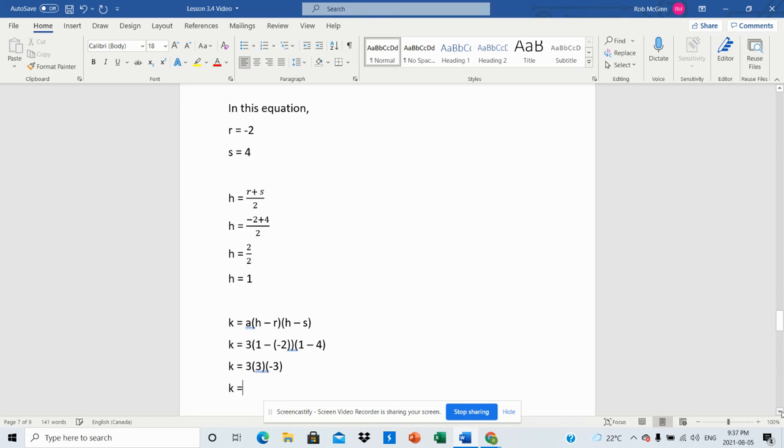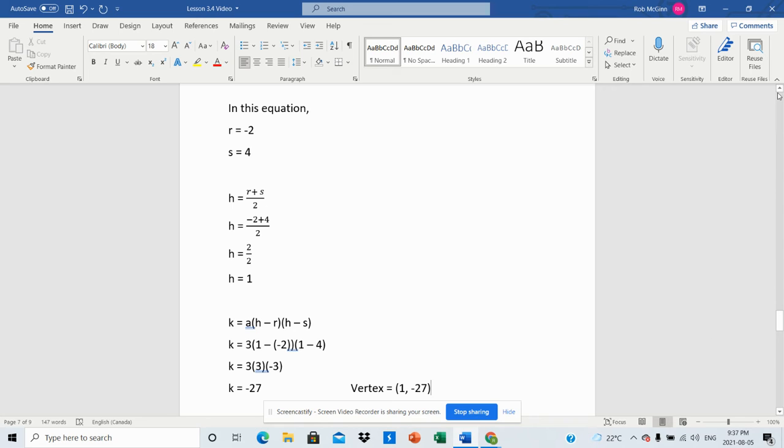So k is going to equal 3 times 3, which is 9, times negative 3, which is going to be negative 27. So our vertex is at point 1, negative 27.